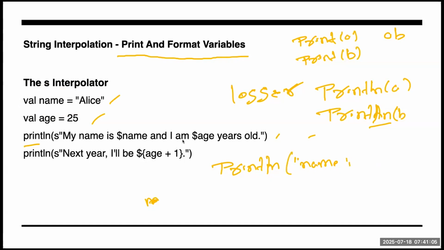Let's suppose the person name is, okay, I write something like this, and then I give a comma, and then I will give the name. This name is this name, this name. So it will print you the person name is and then Alice.